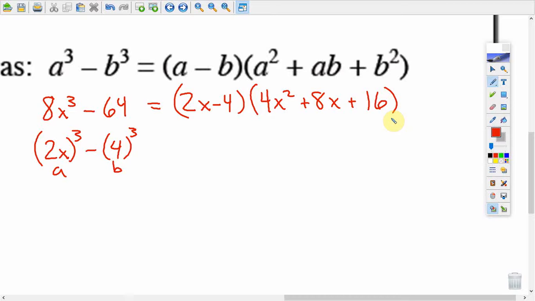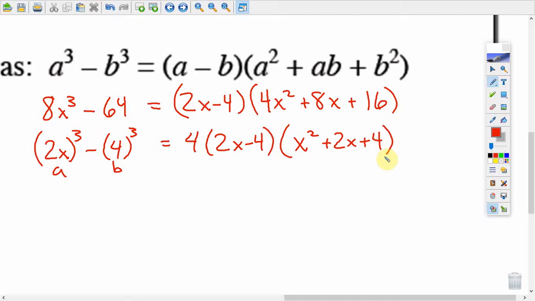It does look like in this particular example, we might be able to just factor out a 4, which would help us out as well. So I would probably rewrite this as 4 times 2x minus 4 times x squared plus 2x plus 4, since each of those terms is divisible by 4. All right, guys. Hope that helps.